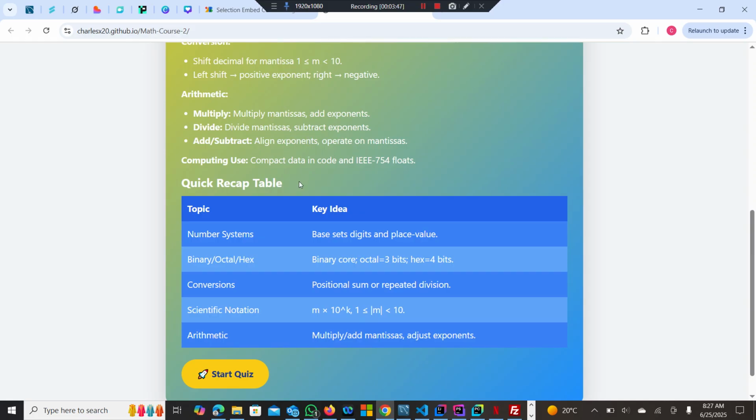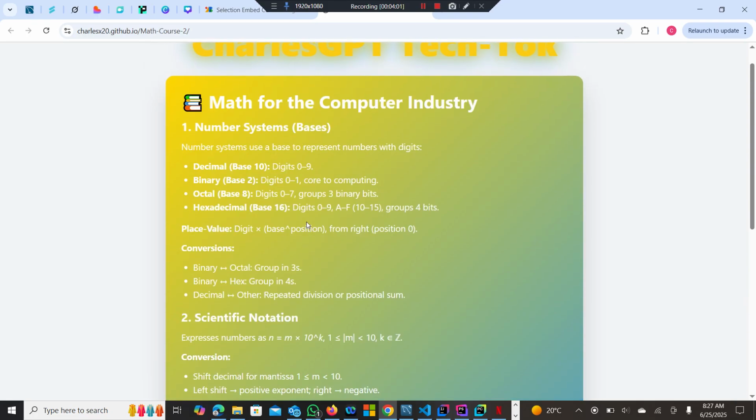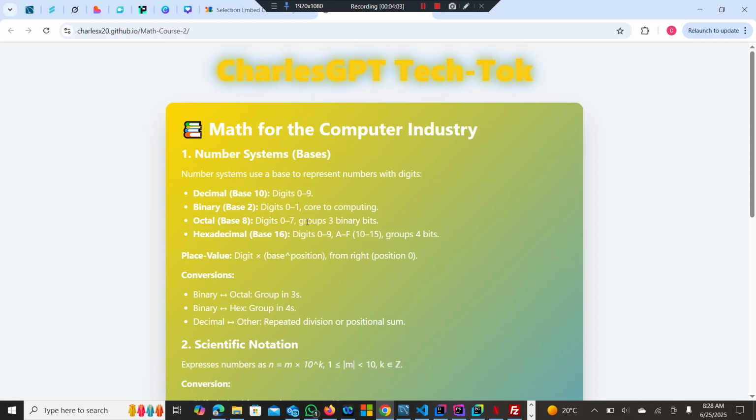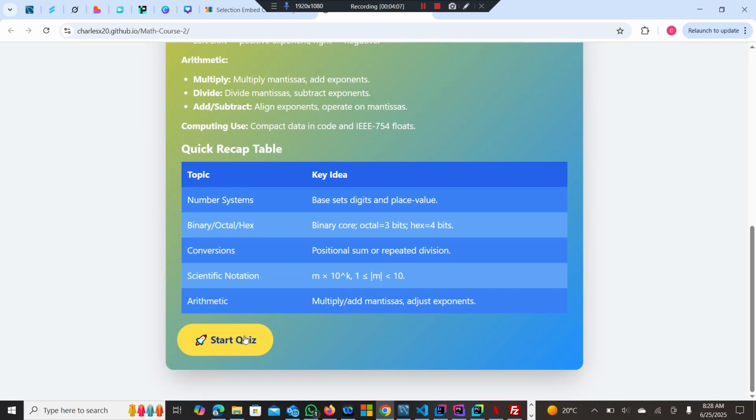So now we have the topics we are going to cover today: number systems, bases, sets, digits and place values, binary, octal and hexadecimal, conversions, scientific notation, and arithmetic. Once you have your own link in the description, you can answer the questions there. I'll start the quiz and go through it with you.